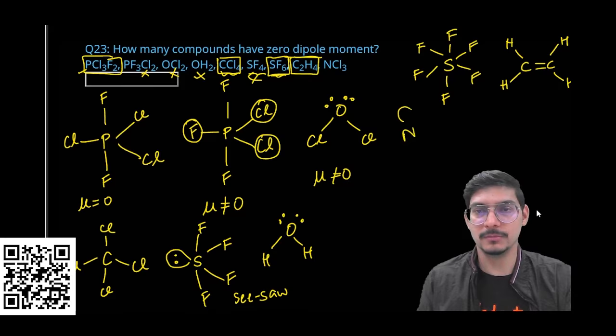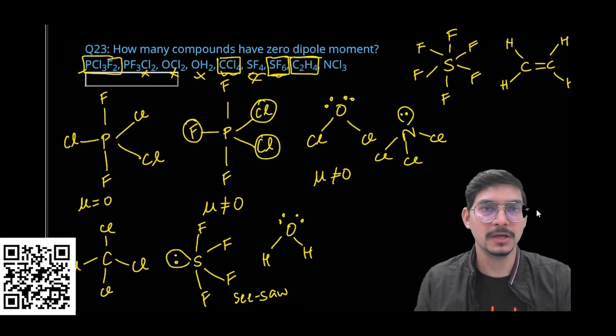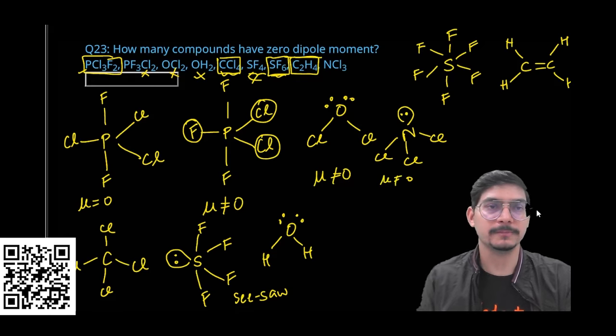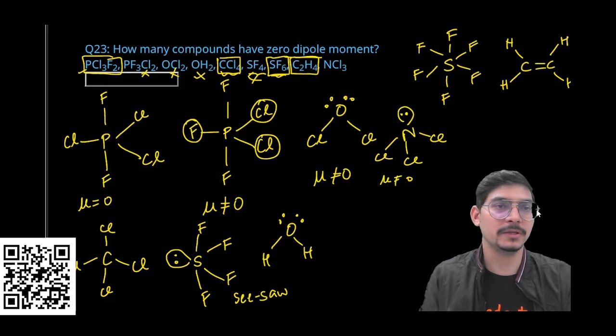NCl3 is a pyramidal molecule. Out of 5 valence electrons of nitrogen, 3 are distributed with chlorine and 2 make up one lone pair. So the geometry is tetrahedral, but the shape is pyramidal. So this molecule is not non-polar, it has dipole moment. So this is not our candidate. So the total number of molecules that have zero dipole moment is 4. So that is going to be our correct answer.